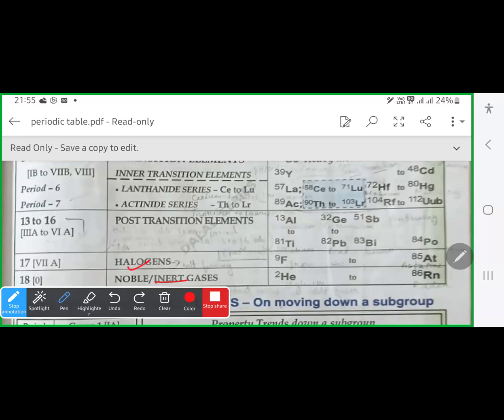Because these are the noble gases: helium, neon, argon, krypton, xenon, and radon. Nowadays, we find some compounds made by xenon, so they are no longer considered inert. So nowadays, we use the word noble here. Clear?